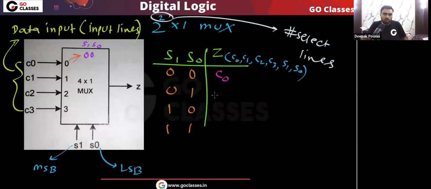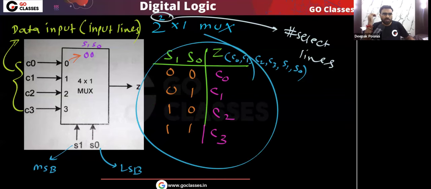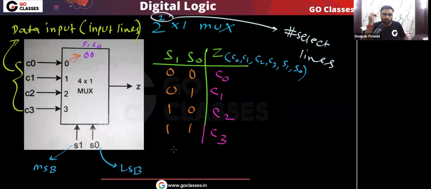When these select lines are 0 1, then this output will be same as C1. When these select lines are 1 0, when I put 1 on S1 and 0 on S0, then the output Z will be equal to C2. And when both the select lines are 1 1, then this input will appear in the output, means Z equal to C3. So this will be the compact truth table. Now from this compact truth table, you can easily write the expression for the output. What will be the expression for the output Z?